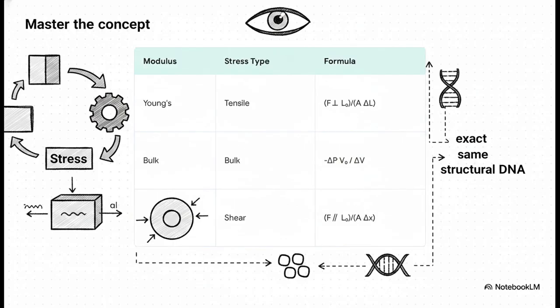All right, let's lock this in for your exam with a high-yield summary table. I want you to notice how all 3 formulas share the exact same structural DNA. Modulus equals stress divided by strain. Young's deals with perpendicular force and length, bulk deals with pressure and volume, and shear deals with parallel force and lateral shift. If you just master the core concept, you really don't have to blindly memorize 3 totally different formulas.